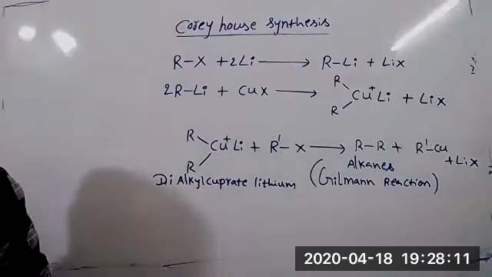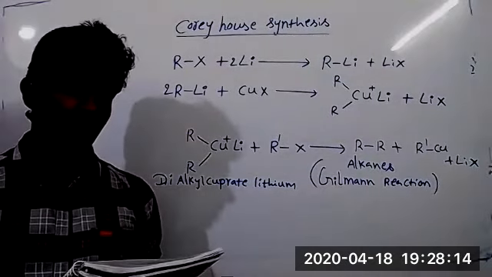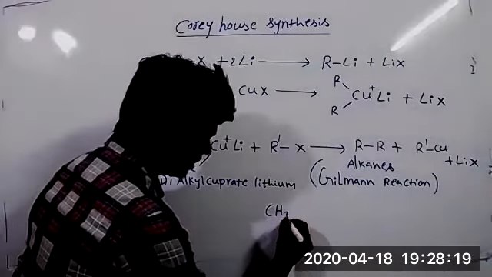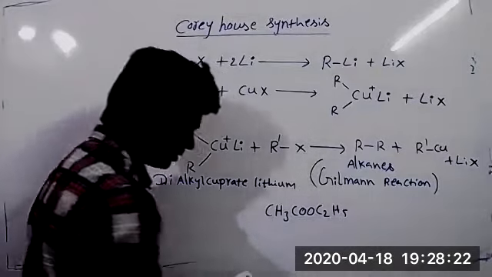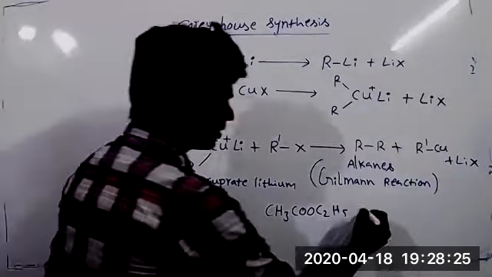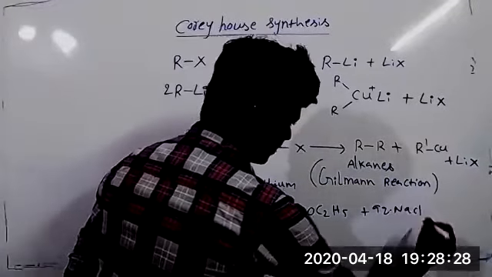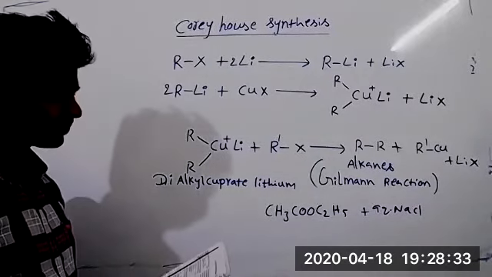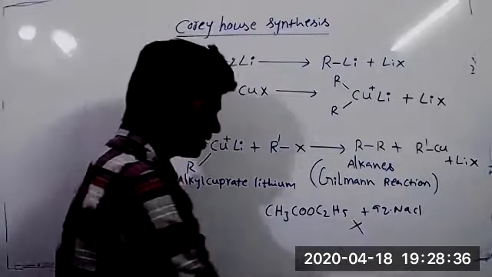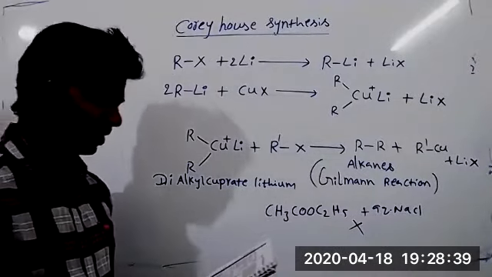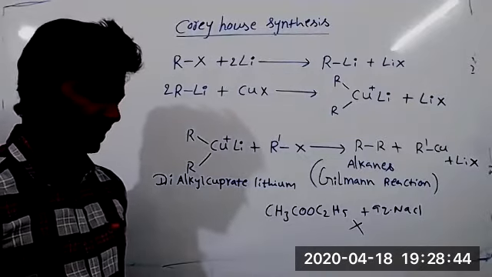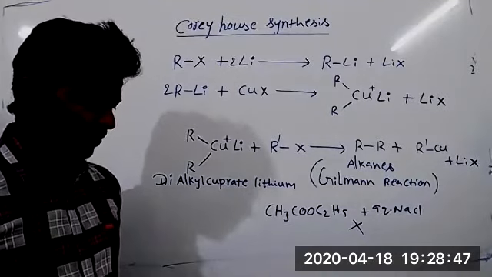Next, 55. On mixing ethyl acetate, CH3COOC2H5, with aqueous sodium chloride, the composition of the resultant solution is whatever, nothing happens. There is no reaction between these two. So the product is no product, no reaction. So option A is the correct option, CH3COOC2H5 plus NaCl. 55, A is correct.